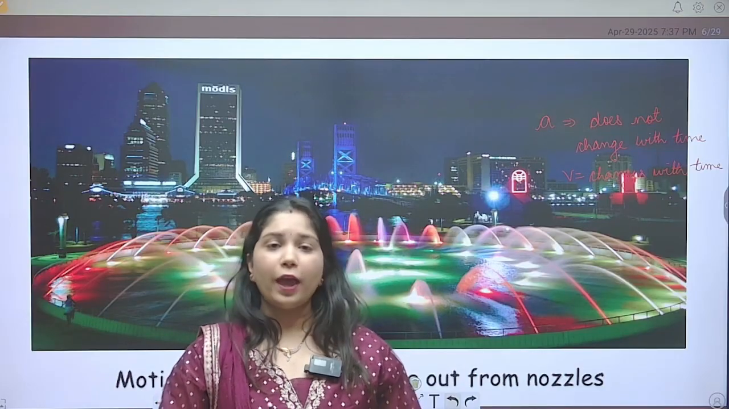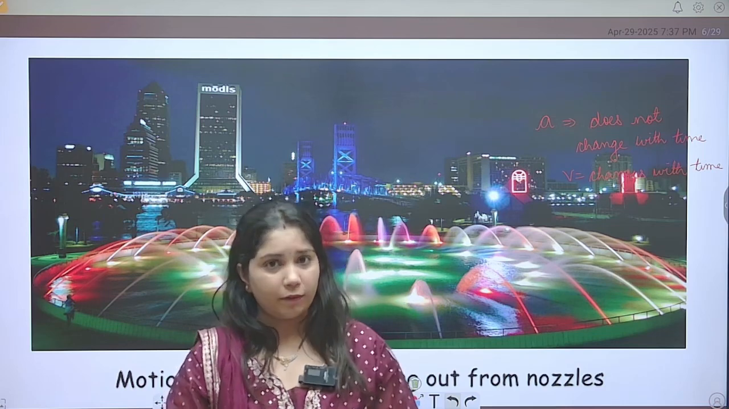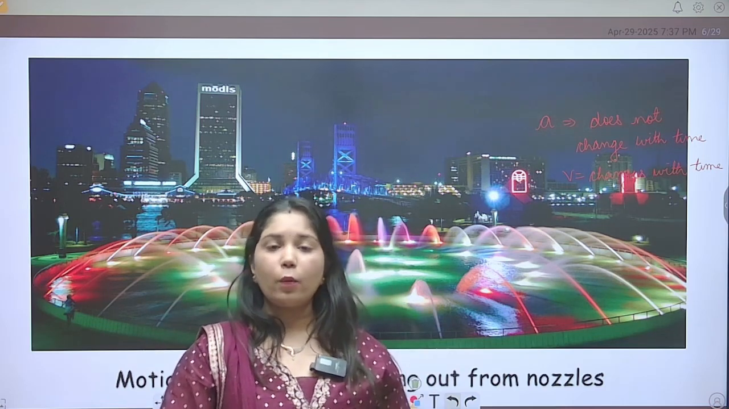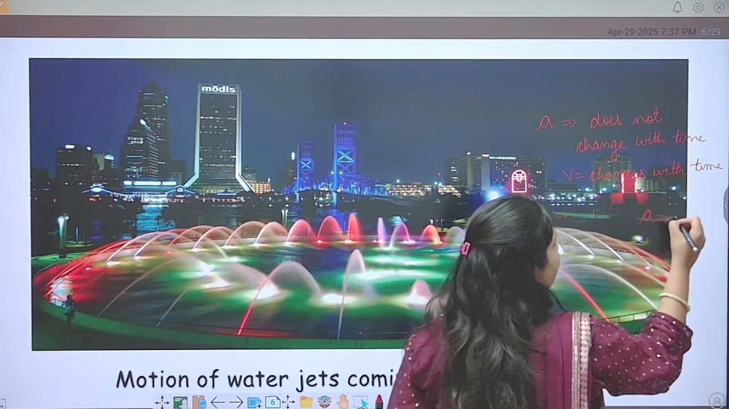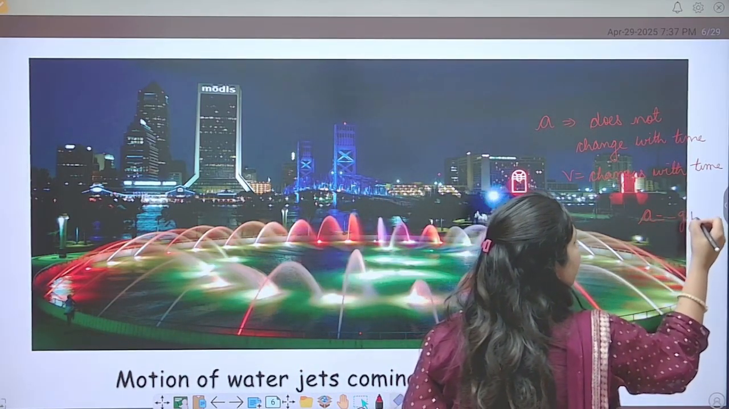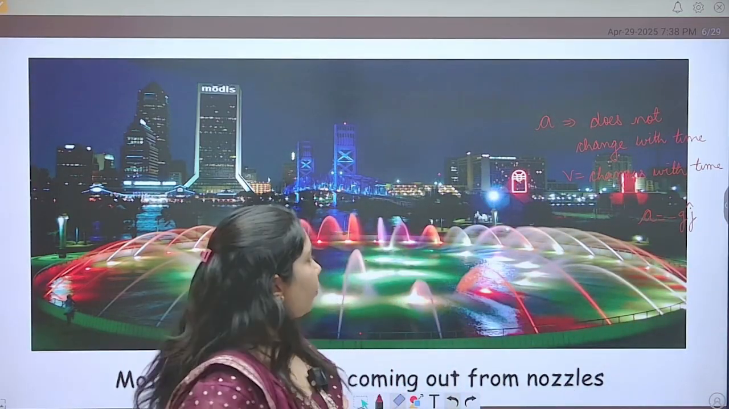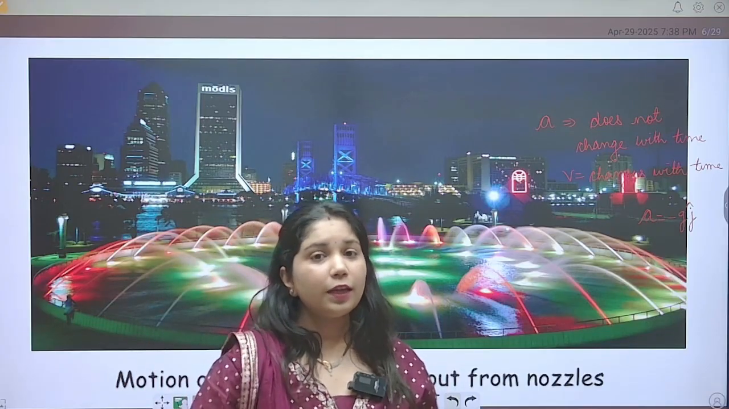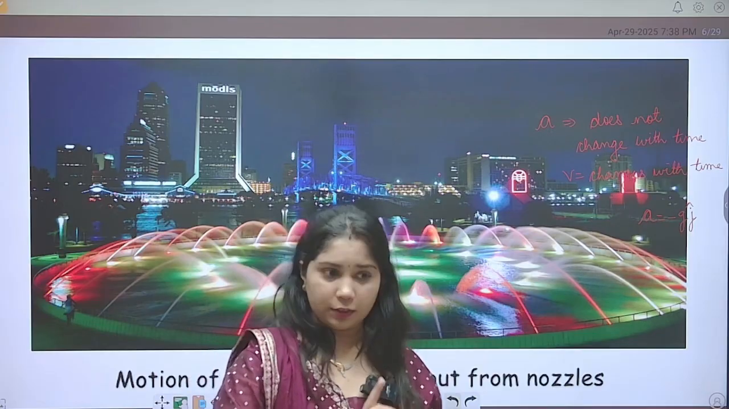As you know, what is g? g is acceleration due to gravity. It always acts downwards. So a is equal to minus g j cap, for the whole projectile chapter. Now what about velocity? Velocity changes with time. The direction of velocity changes.